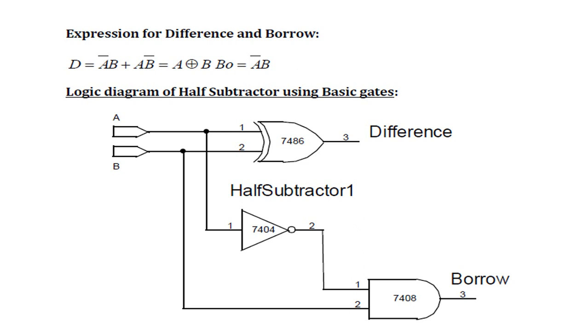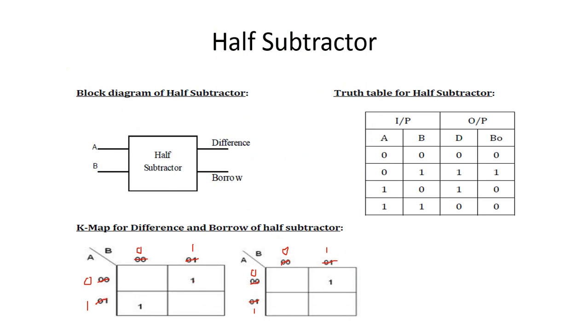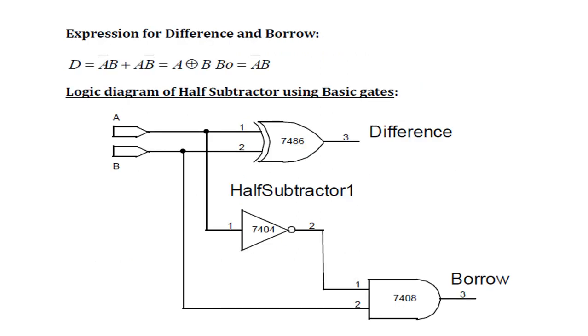The next one is borrow. For the borrow, here only a single one is there. So if the group is a single one, the equation is A bar B. Next one is the logic diagram of the subtractor using the basic gates. Here A and B are input. These two inputs are connected to the XOR gate. The output of the XOR gate is A XOR B, that is A bar B plus A B bar.